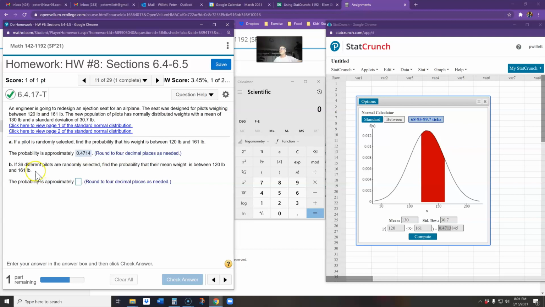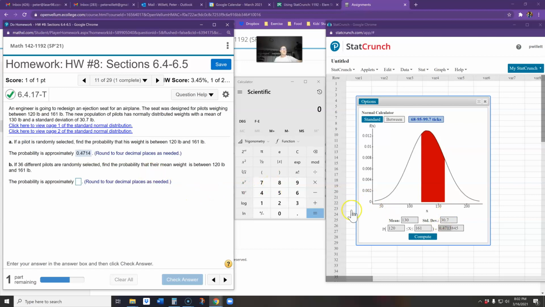So in this case, the sample size is 36 different pilots being sampled. And so instead of a standard deviation of 30.7, we would have 30.7 divided by the square root of 36. Now, the square root of 36 happens to come out nicely to 6. If it wasn't such a nice number, we could just use the square root on the calculator to get the square root value, even if it's not a whole number.